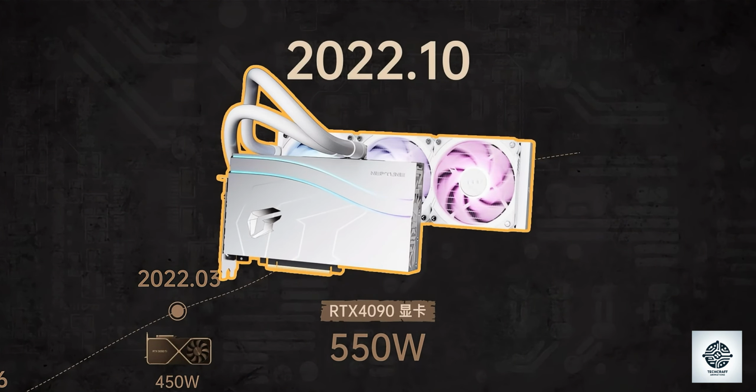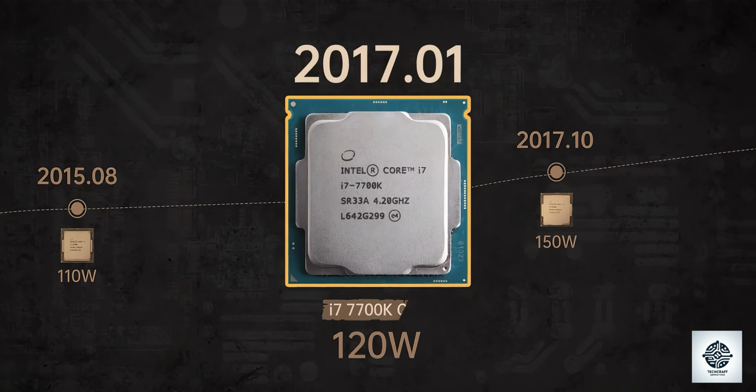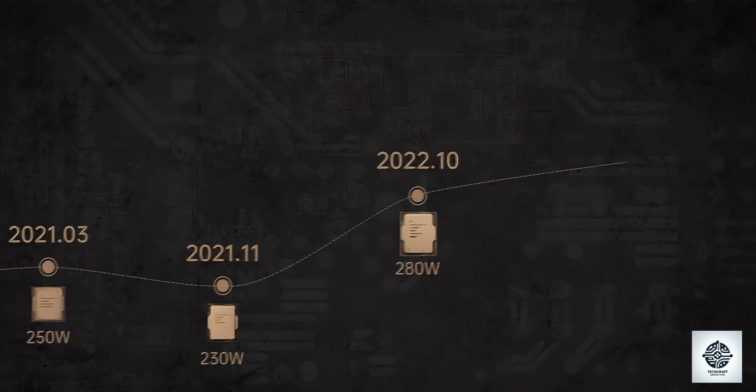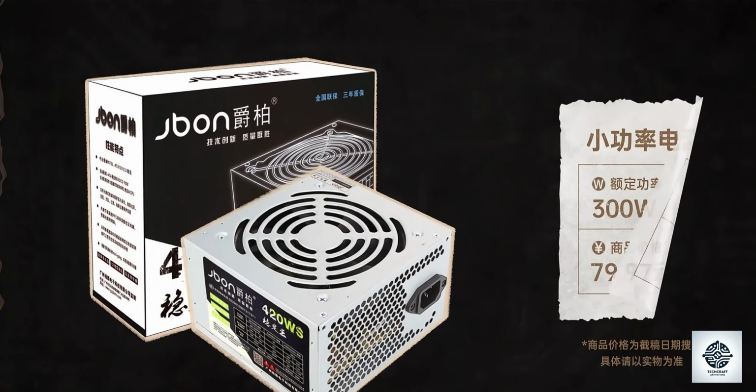Not only have graphics cards become more powerful, but CPUs have also grown stronger. Previously, the i7-7700K CPU consumed around 120 watts and was considered a small heater. Today, it's not uncommon for the i9-13900K CPU to consume up to 280 watts.